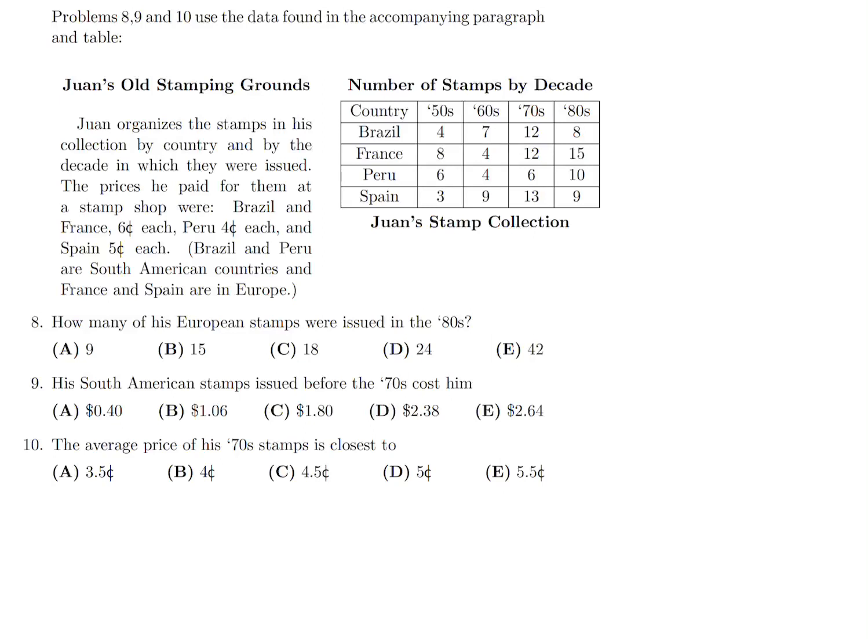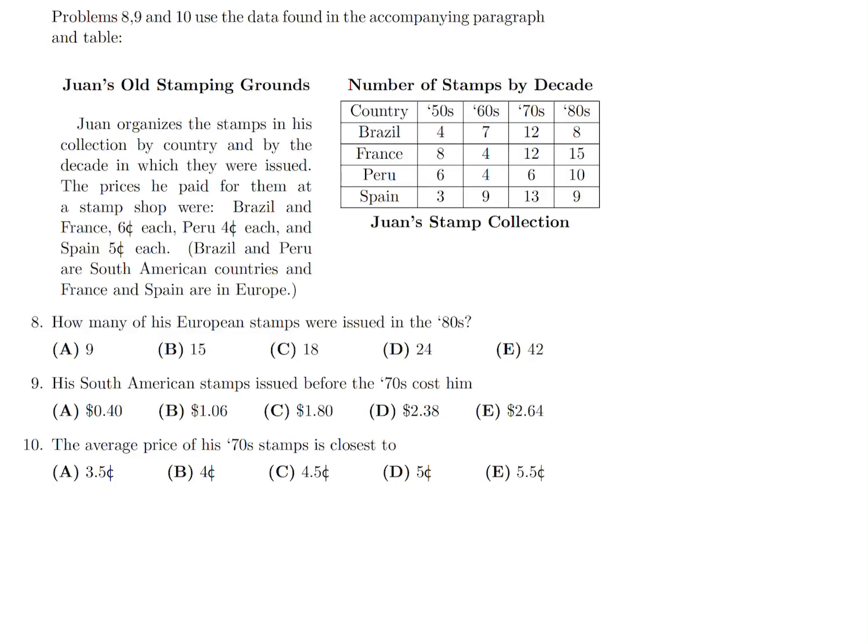Problems 8, 9, and 10 use the data found in the accompanying paragraph and table. Juan's old stamping grounds. Juan organizes the stamps in his collection by country and by the decade in which they were issued. The prices he paid for them at a stamp shop were Brazil and France 6 cents each, Peru 4 cents each, and Spain 5 cents each. Brazil and Peru are South American countries, and France and Spain are in Europe.